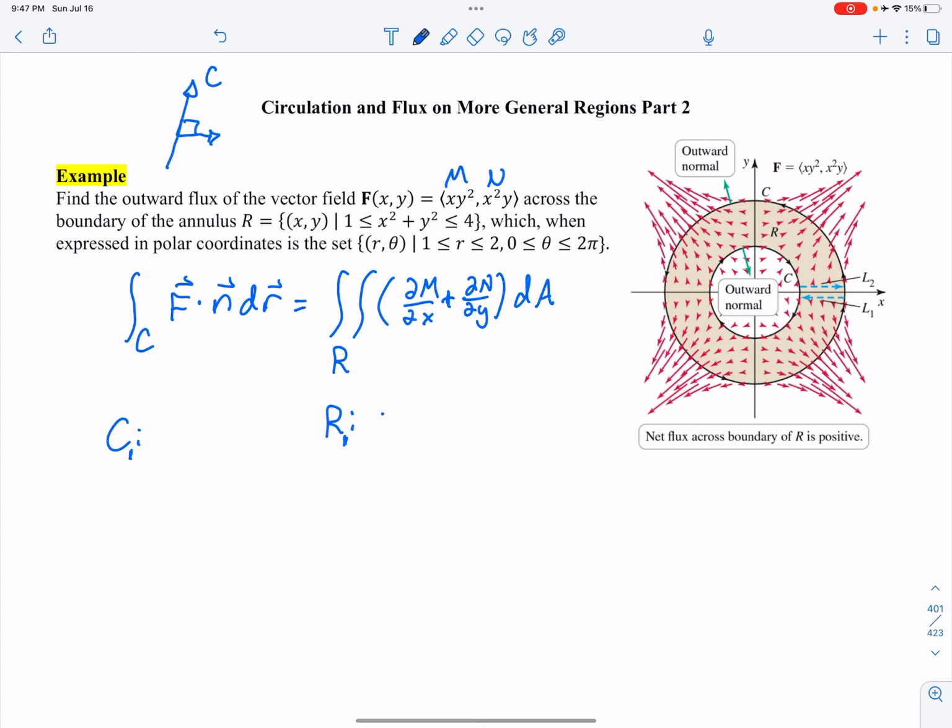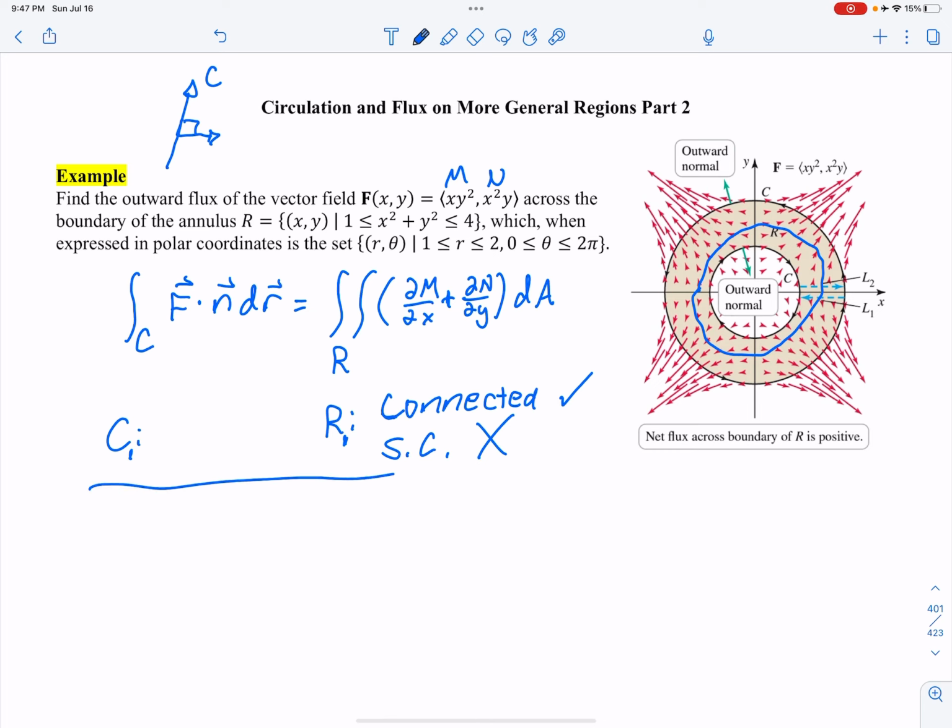Let's think about R being connected first. R being connected means I can take any two points in R, if I put one here and here, and I can connect them. It is connected. But simply connected, I have that hole in the middle. If I put an open loop like that, I can't contract it down to a point that is in R. So I can't think about it this way, but we can actually do it a different way and think about a different path.